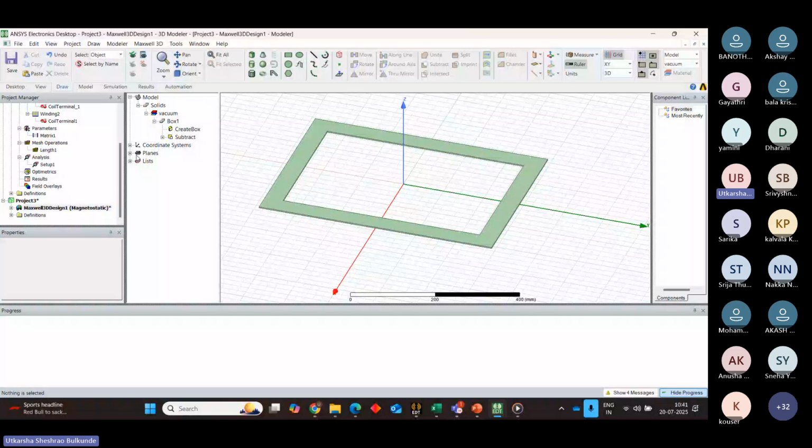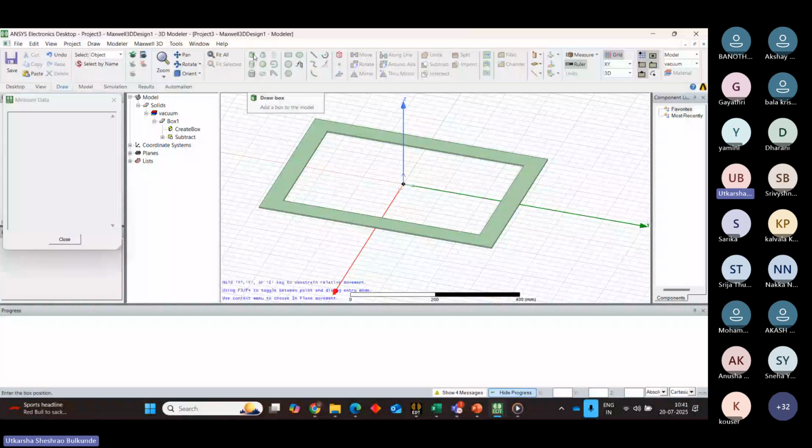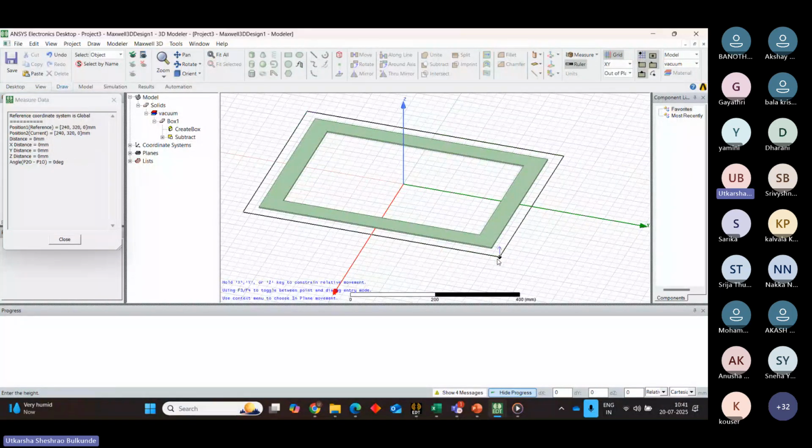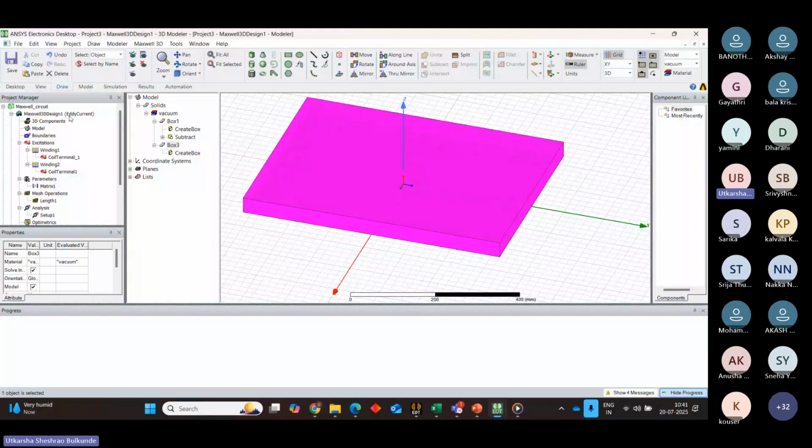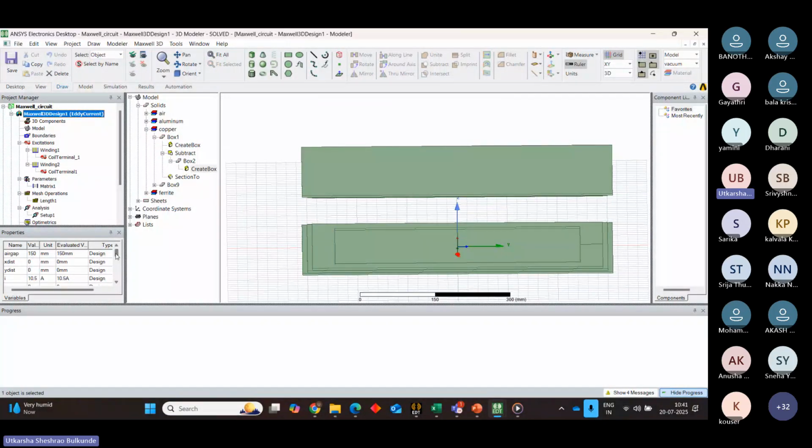Now second, after that, what we want is ferrite and aluminum. So for that also draw another block, another box. What is the dimension of ferrite and aluminum?